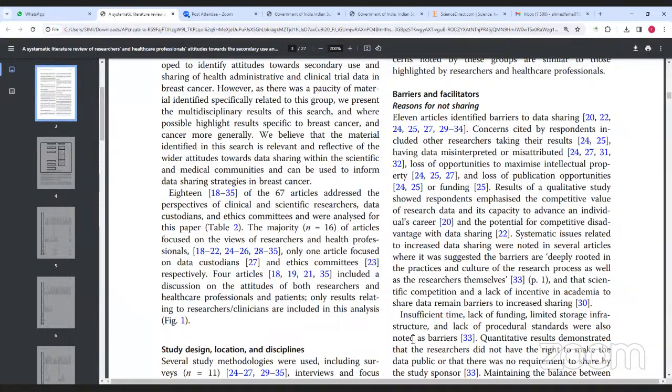Sir, one second, sir. Here they are telling that there are barriers to data sharing. How will the author who is reviewing come to a conclusion that there are barriers, sir? It is written here, in the limitation section, somehow. Yeah, it is a loss of opportunities to maximize intellectual property, loss of publication opportunity, and funding. So these are the barriers. It will be mentioned, sir? While publishing, they will mention it. Yeah, it is written there.